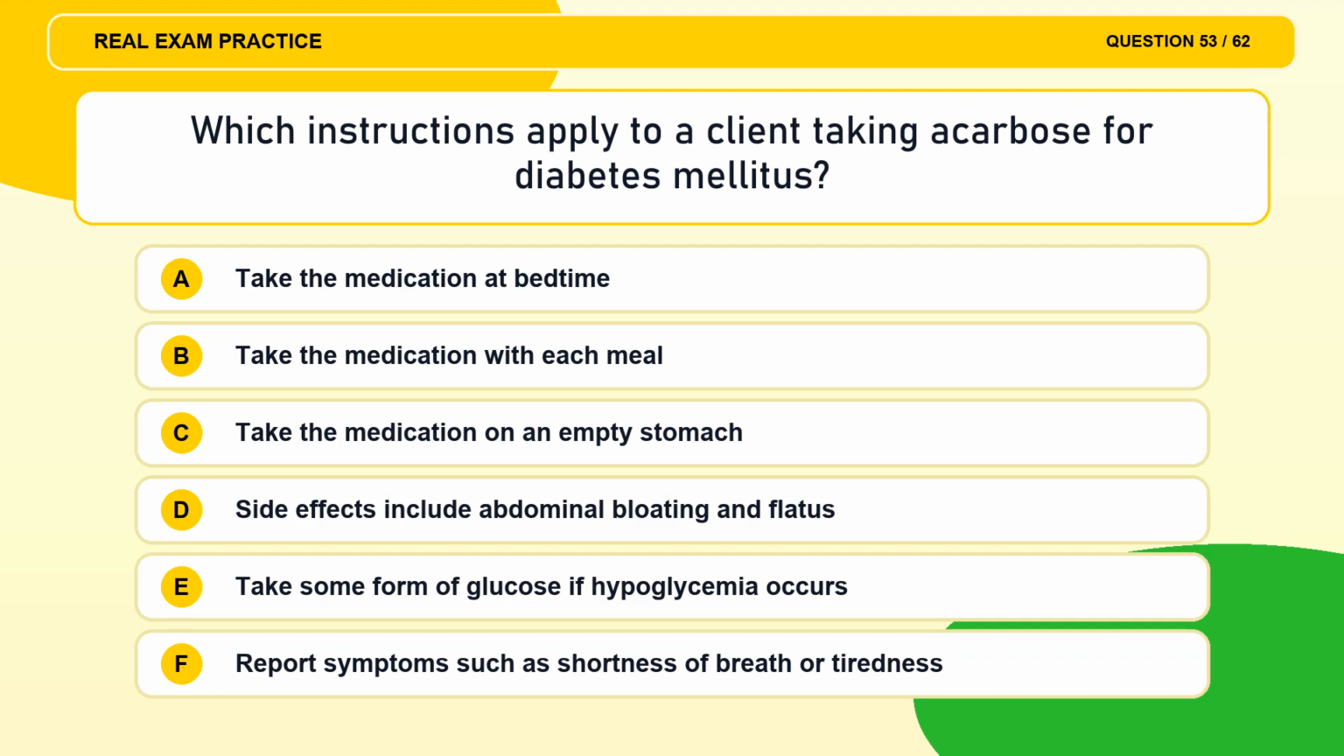Question 53. Which instructions apply to a client taking acarbose for diabetes mellitus? Option A, take the medication at bedtime. Option B, take the medication with each meal. Option C, take the medication on an empty stomach. Option D, side effects include abdominal bloating and flatus. Option E, take some form of glucose if hypoglycemia occurs. Option F, report symptoms such as shortness of breath or tiredness.